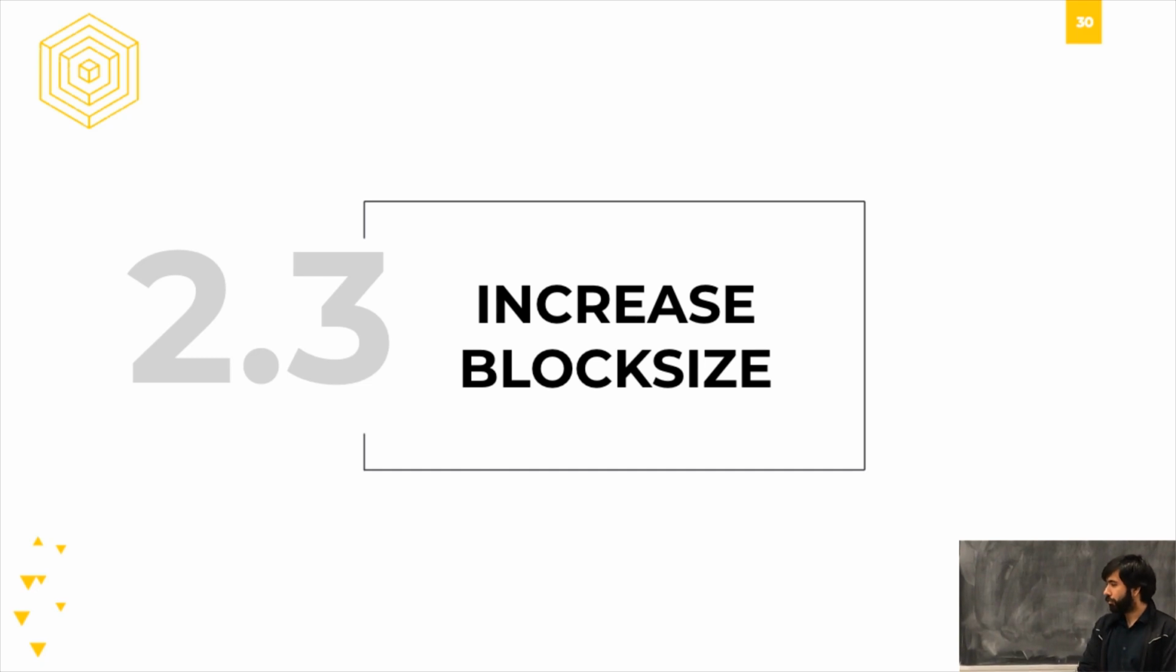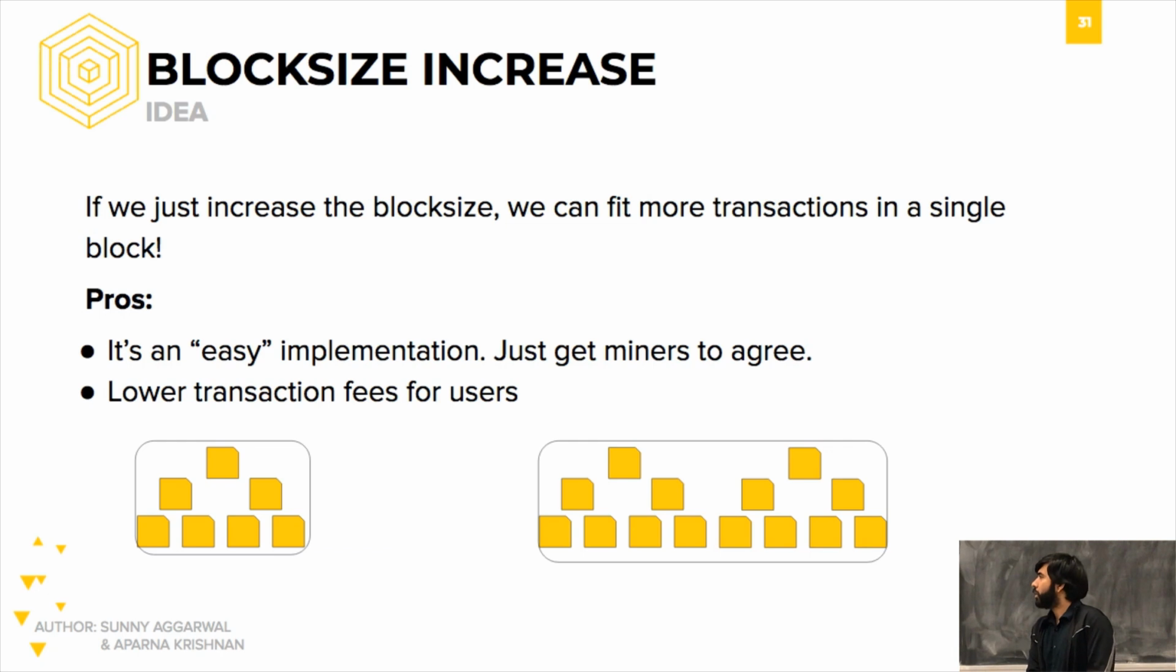All right, so the next thing we can do is increase the block size. It's an easy thing, you might think. We have a block limit of 1 megabyte. If you want more transactions, why not just make more space in every block? It's a very straightforward idea.